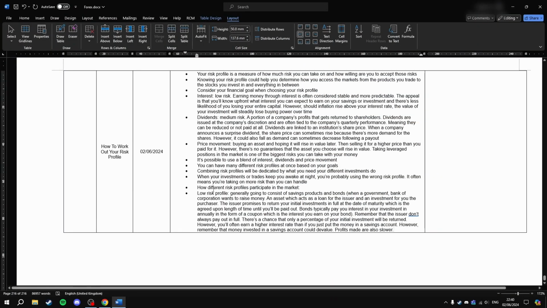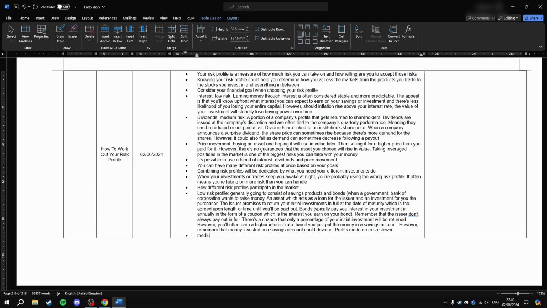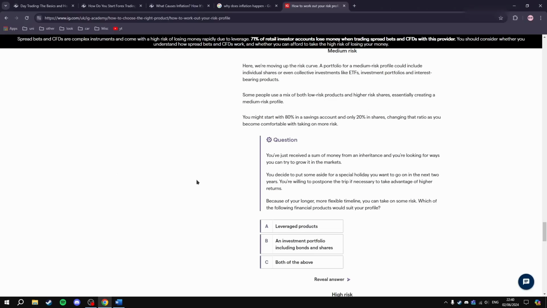Medium risk. Here we're moving up the risk curve. A portfolio for a medium risk profile could include individual shares or even collective investments like ETFs, investment portfolios, and interest-bearing products.